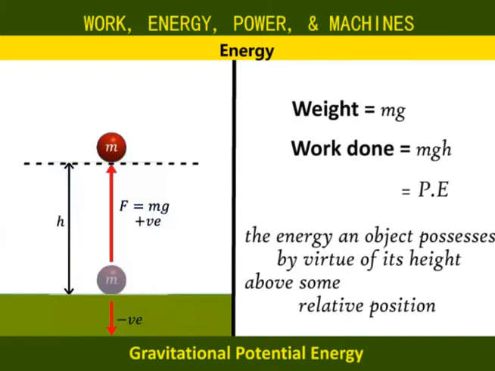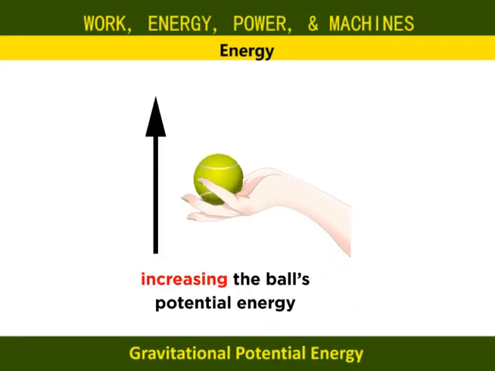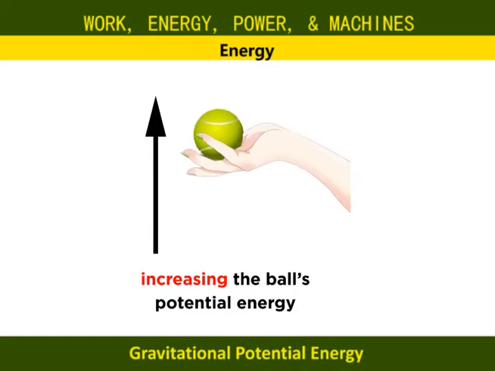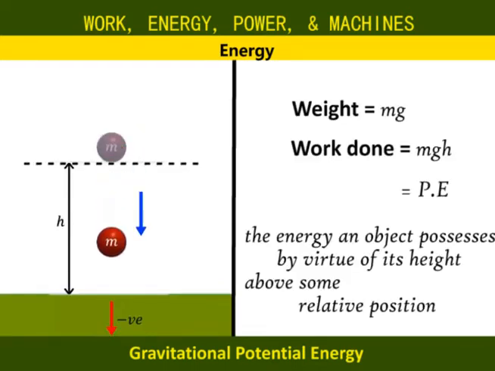Gravitational potential energy is the energy an object possesses by virtue of its height above some relative position, usually the Earth's surface. If you lift a ball up in the air, you are increasing its gravitational potential energy as it moves further away from the ground. If you release the ball, that potential energy is converted into kinetic energy that we shall see later. The closer an object is to the center of gravity of the Earth, the less potential energy it has.